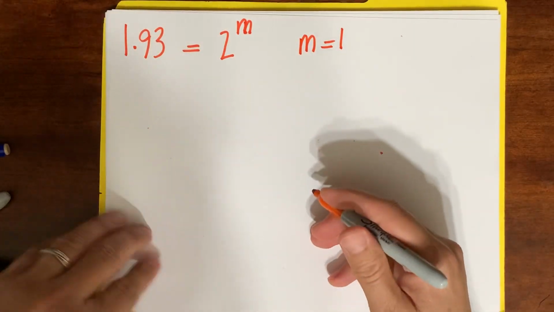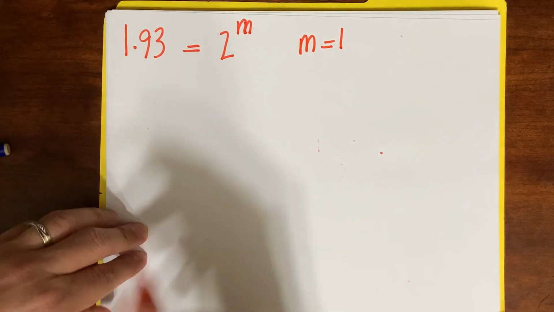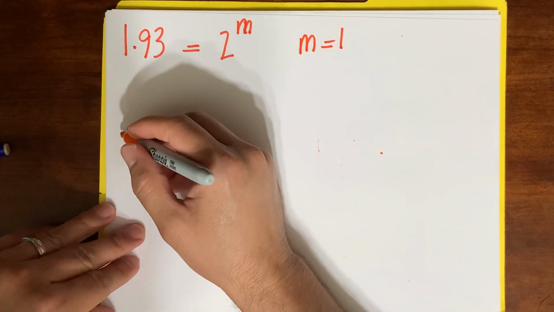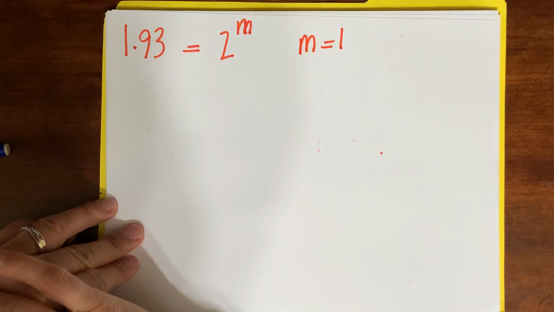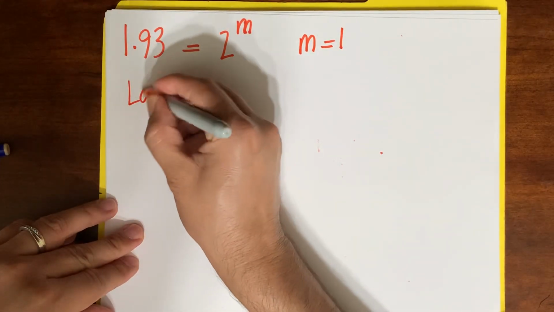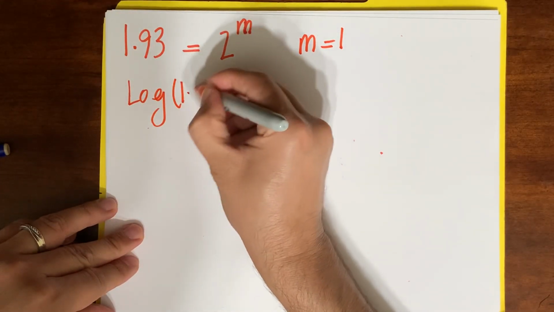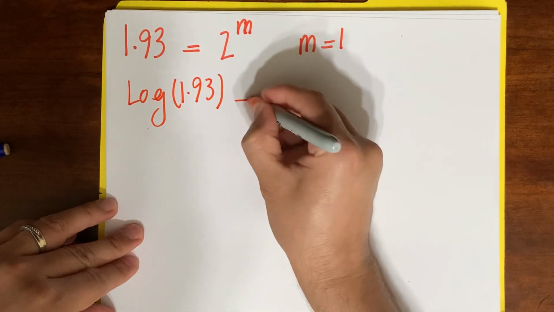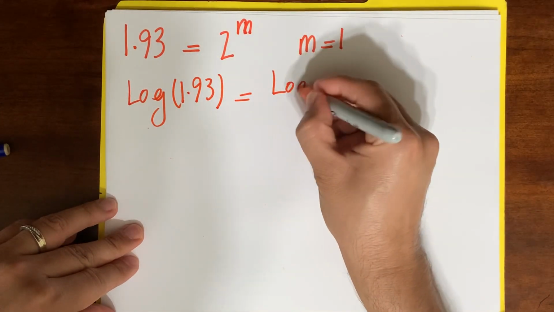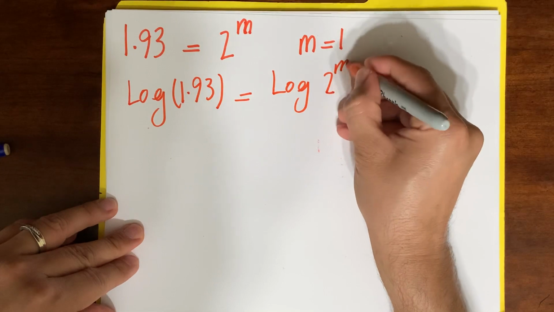Let's prove it. The way you do it, go with this. Why don't you take the log of both sides? Log of 1.93 is going to be equal to log of 2 to the power of M.